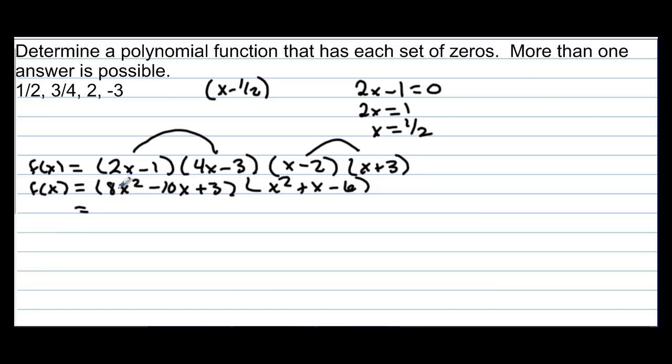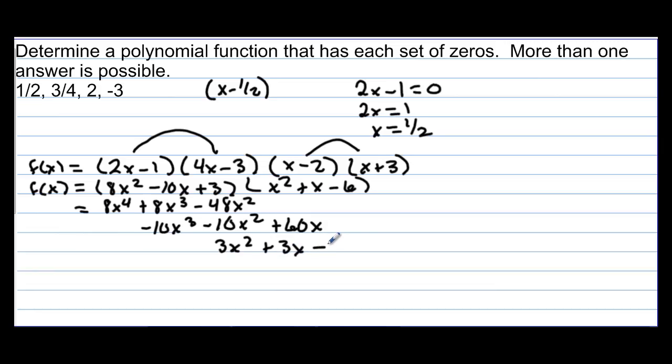Now to finish this, I'll distribute the 8x squared through, the negative 10x through, and the 3 through. So we get 8x squared through, which is 8x to the 4th plus 8x to the 3rd minus 48x squared. I'll distribute the negative 10 through. We'll get negative 10x to the 3rd minus 10x squared, and then plus 60x. And then finally, multiply the 3 through, gives us 3x squared plus 3x minus 18.